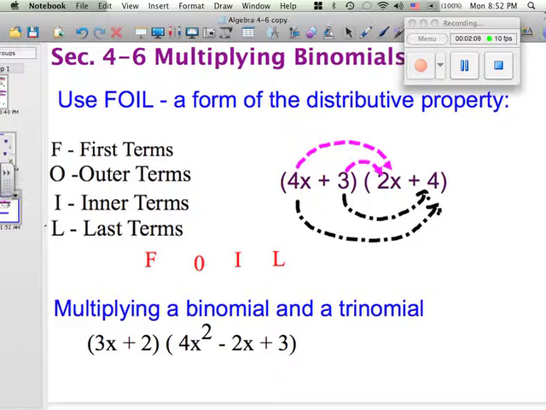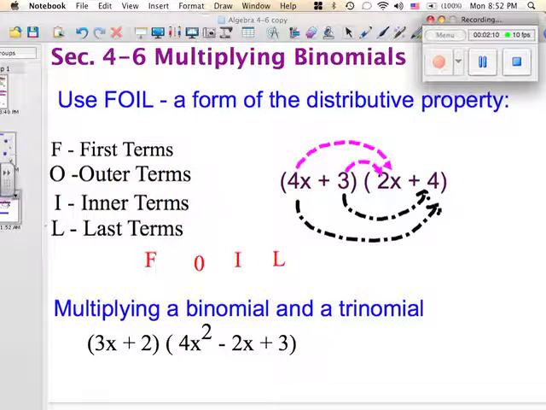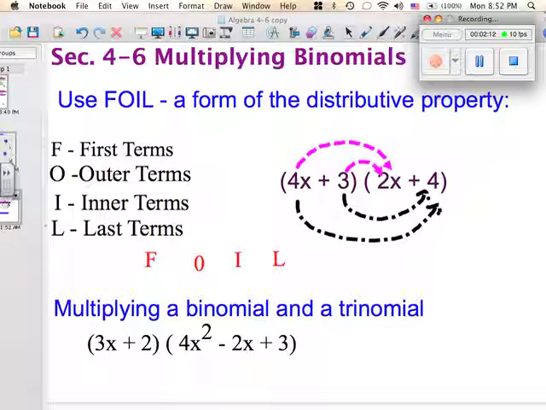We've added and subtracted polynomials, and now we're going to multiply polynomials. We're going to start out first by multiplying binomials, and we're going to use a method called FOIL. It's actually just a form of the distributive property.